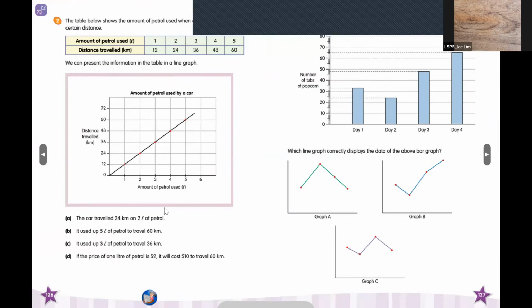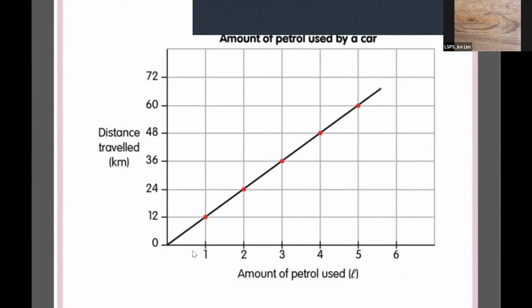Now on the next page, you can see this graph has an increasing trend. The line goes upwards, just like how you did the graph for yourself. When a person drives the car along the road, the amount of petrol used goes up as you drive. And because of that, you cover more distance too. So at the end of 5 liters of petrol being used up, you have traveled 60 kilometers.